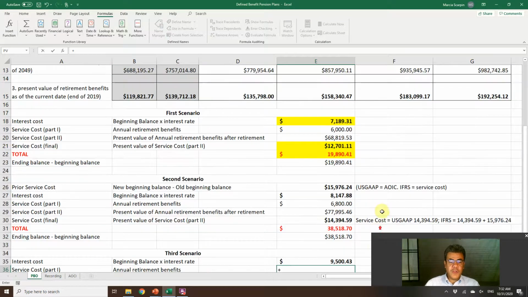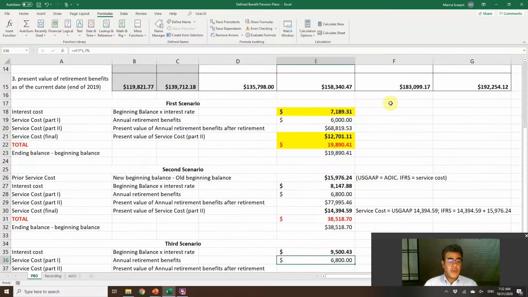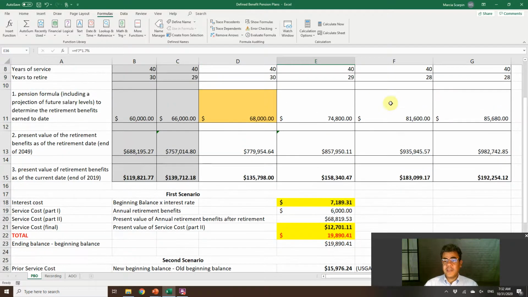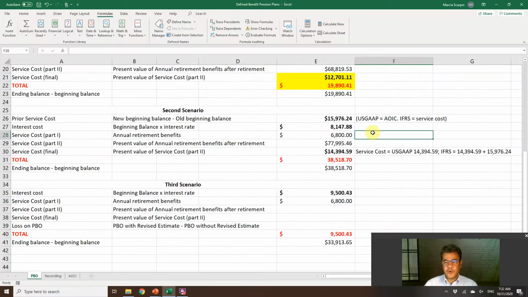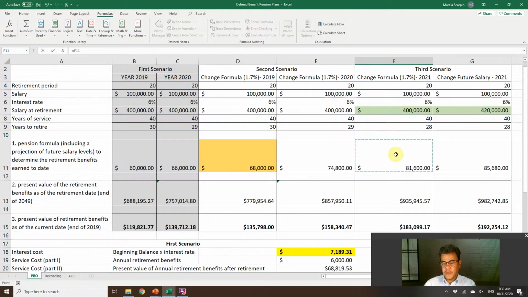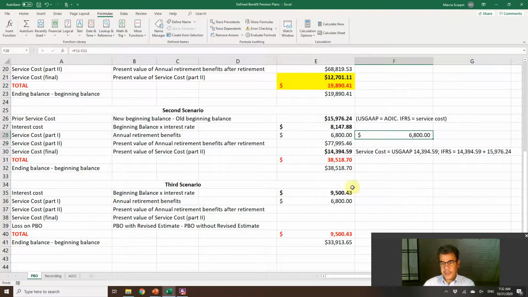So annual retirement benefits, 400 times 1.7%. Because he's working 1 additional year, his pension formula will increase by $6,800. That is the difference between the pension formula here, this one less this one. If we go here on this alternative approach, this one less this one here, the same 68.